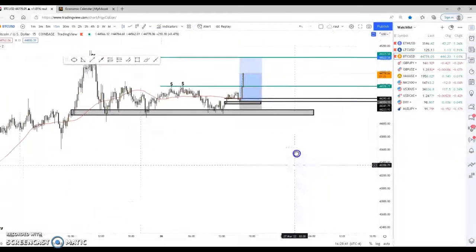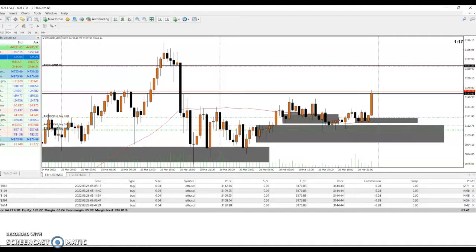Same thing for Bitcoin. Yeah, Bitcoin's running it. Let's see what Ethereum's doing. Oh wow, Ethereum's running it up. We pretty much have flipped this account from 64 to 130.